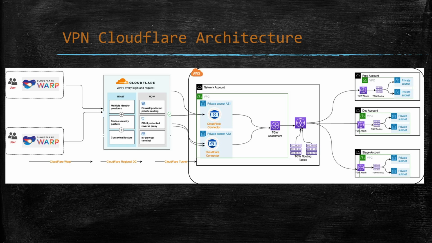Looking at this diagram, each and every endpoint, like a client laptop, will get Cloudflare WARP installed. The moment Cloudflare WARP is registered, the user will connect to the Cloudflare DC, that's a data center of Cloudflare, the nearest data center.